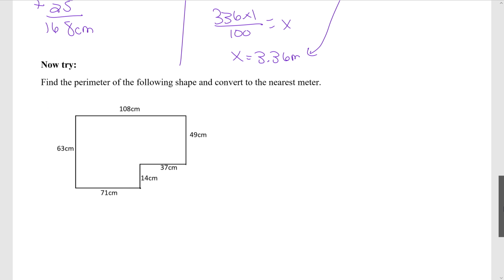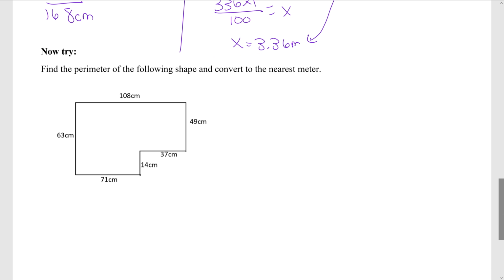So I want you to take a second to try this one. You're going to find the perimeter of the following shape and then convert it to meters. Remember, finding the perimeter means adding up all the sides. So take a minute, find the perimeter, and then convert it to meters in whichever method you feel more comfortable.